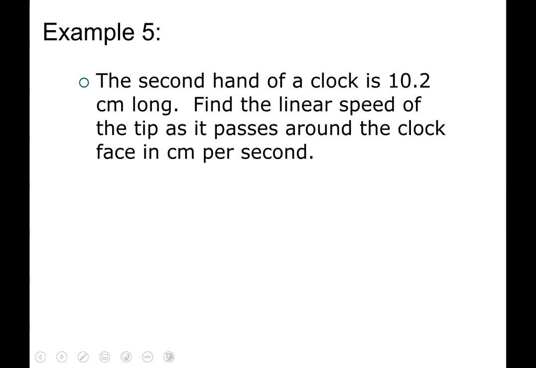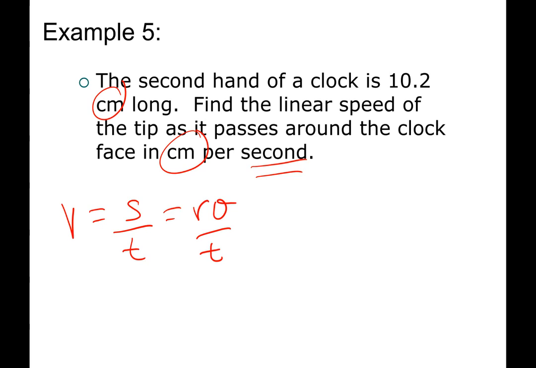Example 5, the second hand of a clock is 10.2 centimeters long. Find the linear speed of the tip as it passes around the clock in centimeters per second. So we are talking about centimeters and centimeters, but because we're talking about per second, we're going to go ahead and talk about 60 seconds in a minute, because we know that in 1 minute it goes all the way around. So we are going to go ahead now and talk about the linear speed. Because I don't actually know the angular speed yet, I'm going to use V equals S over T, which is R theta over T.